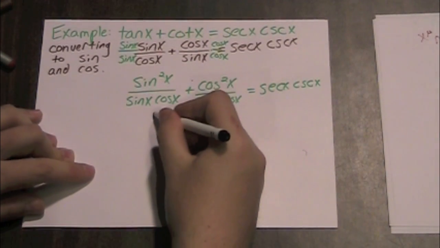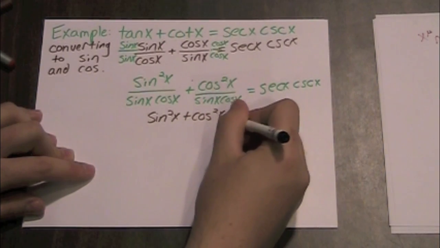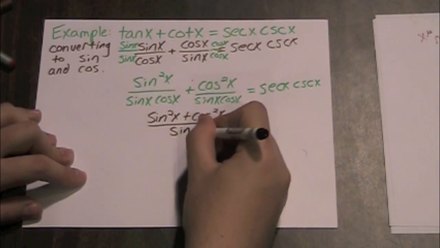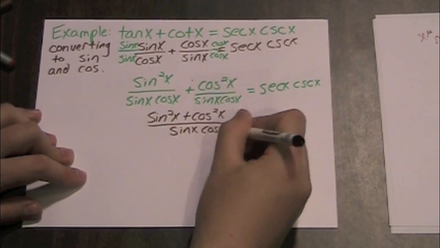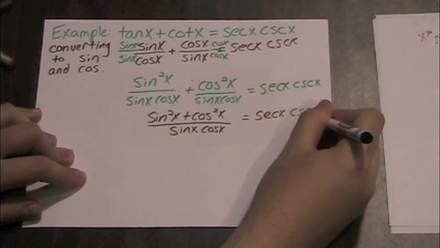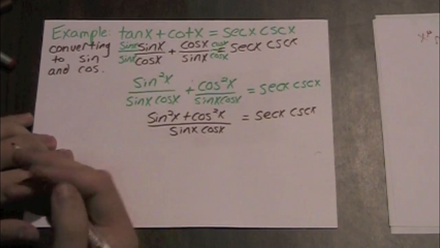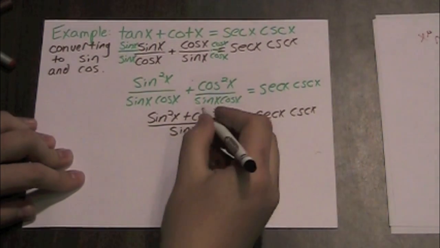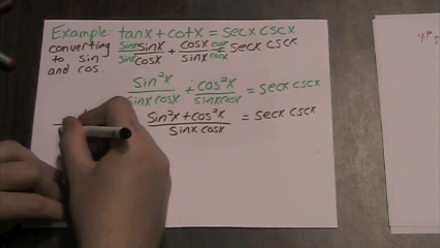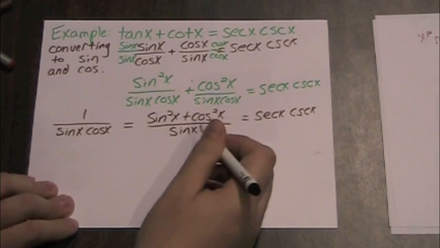When I add these things together, I get sine squared of x plus cosine squared of x, hopefully that's setting off some alarms, over sine x cosine x, leaving my secant x cosecant of x alone. Sine squared x plus cosine squared x is our initial Pythagorean identity, which equals 1. So the top goes to 1, the bottom remains sine x times cosine x.